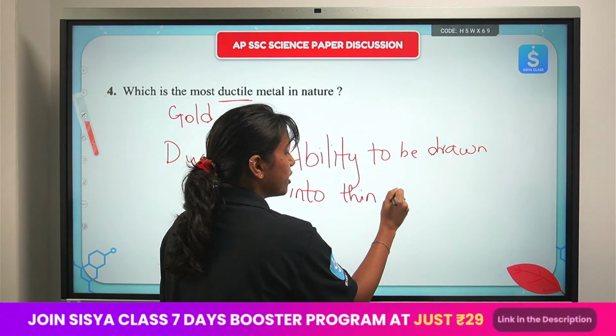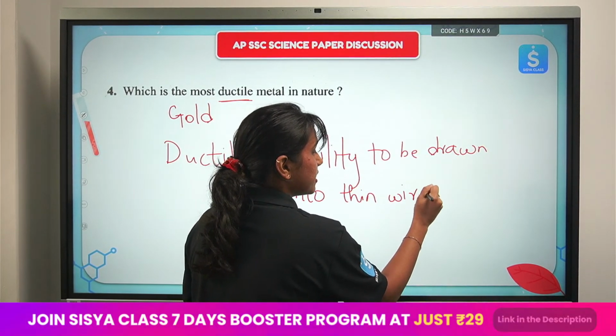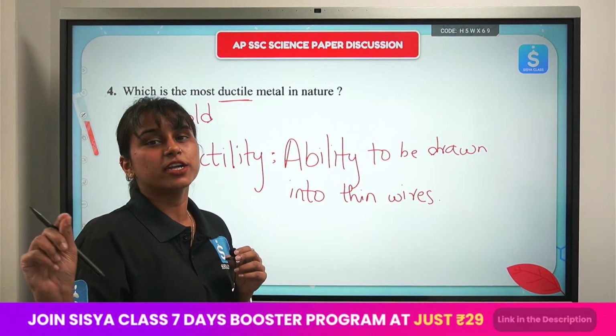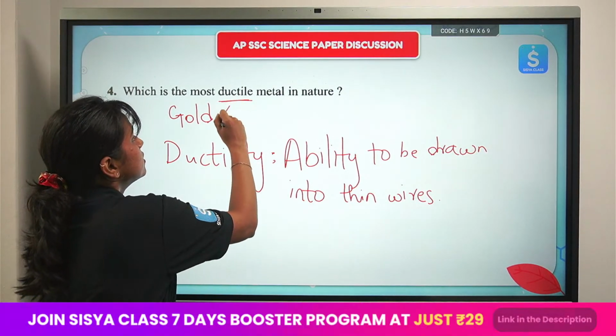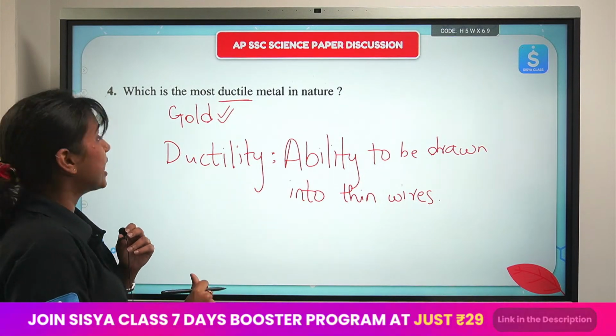This is the property of metals, that we can make thin wires out of it, and the most ductile metal is gold. So gold is the answer. Okay, I hope this much is clear.